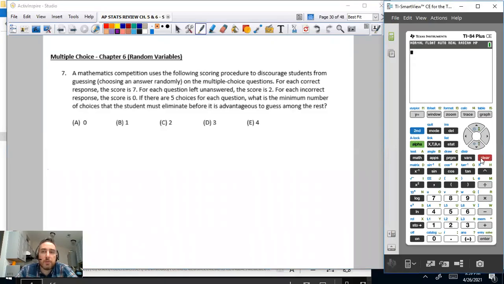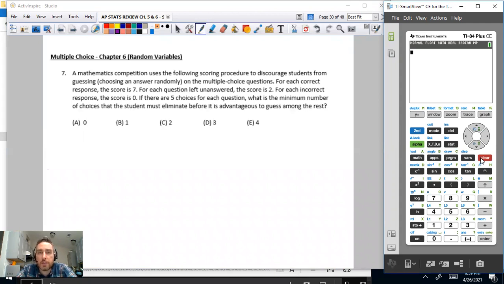Okay, question 7, let's read through it. A mathematics competition uses the following procedure to discourage students from guessing, choosing an answer randomly on the multiple choice questions. For each correct response, the score is 7. For each question left unanswered, the score is 2. For each incorrect response, the score is 0.